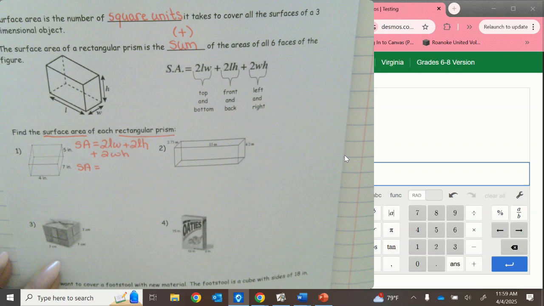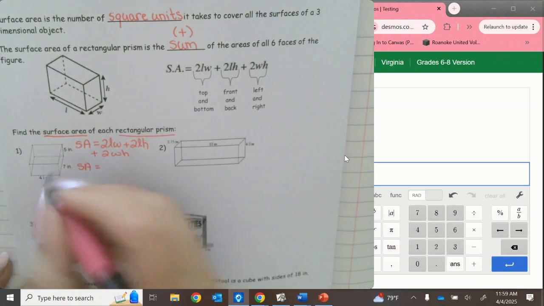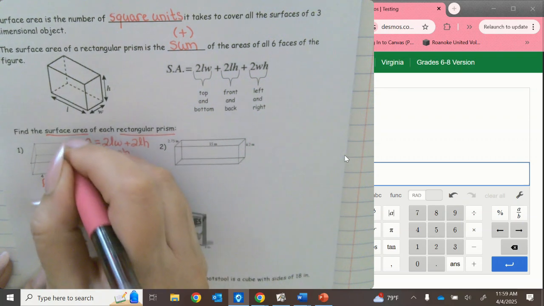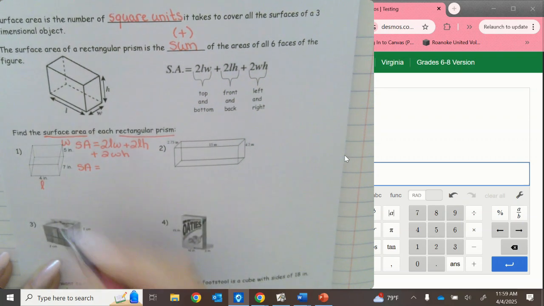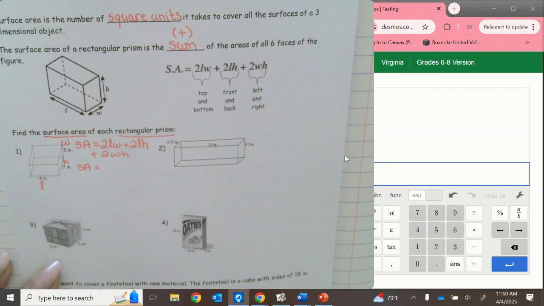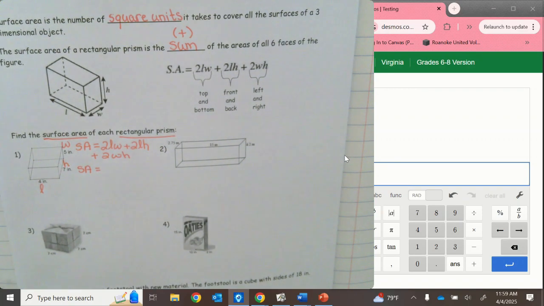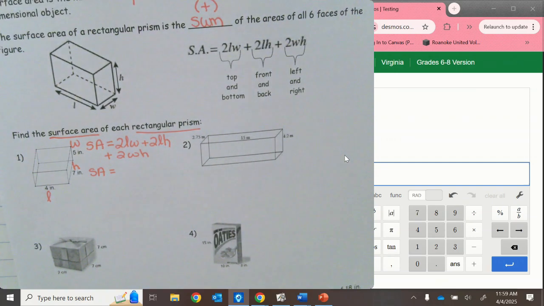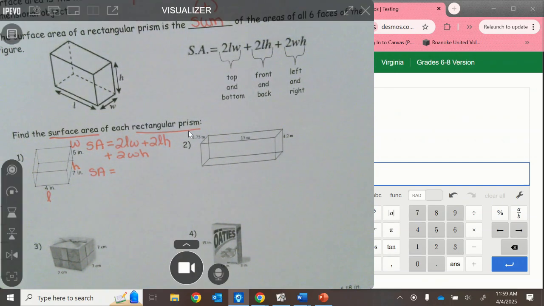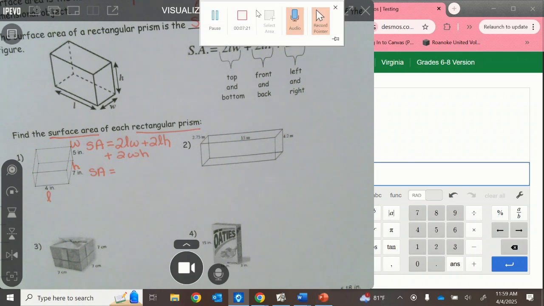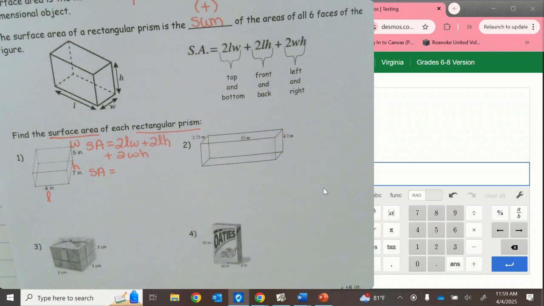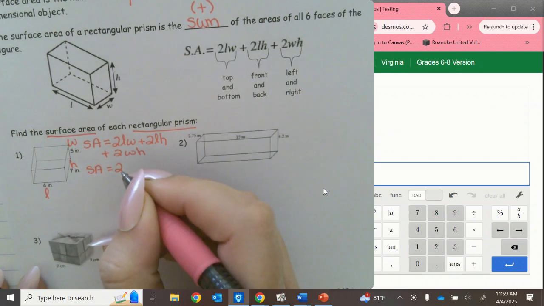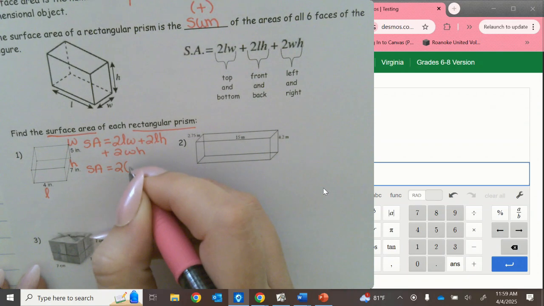For purposes of our notes, I'm going to make this bottom side here, the 4 inches, the length. I'm going to make the width the 5 inches up here, and I'm going to make the height the 7 inches. That way when we all plug in our numbers, they all get plugged in the same way. So I'm going to substitute in for L, that will be a 4.